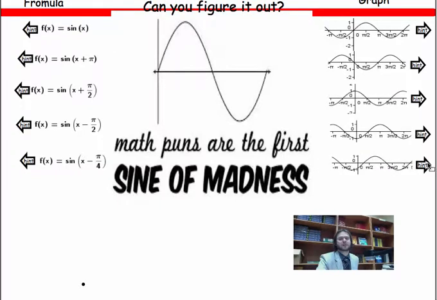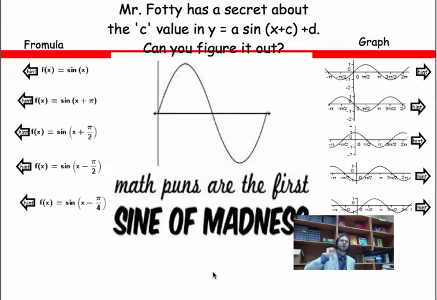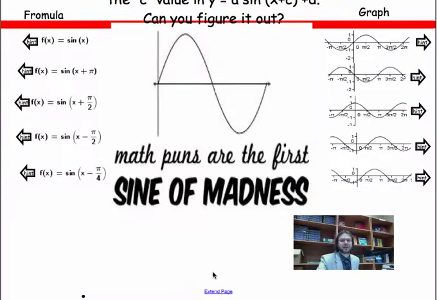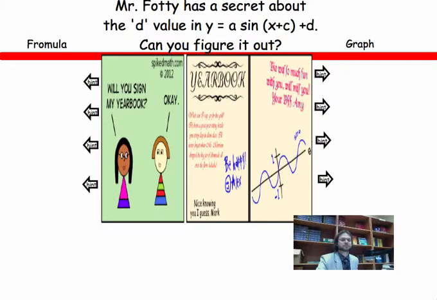Let's take a look at this one. Okay. And there we go. So that's subtracting pi over 4. How did that go? And where would be pi over 4 next? So now I want you just to think about that. Pause. Write down what you think my secret is about c, okay? So see if you can figure out what my secret about that c value is. Okay, so pause, and when you're ready, come on back.